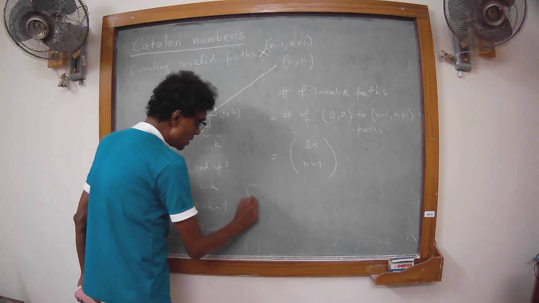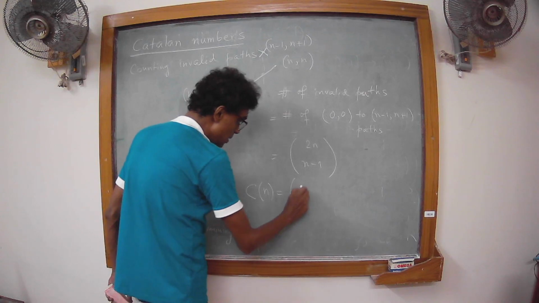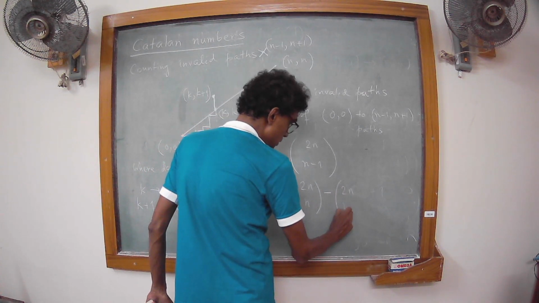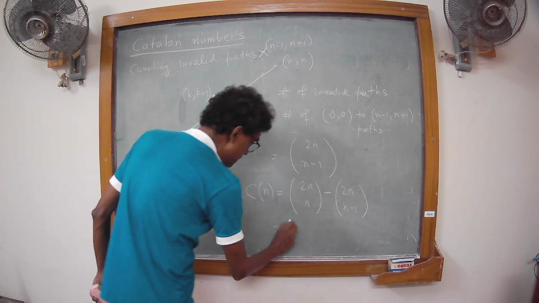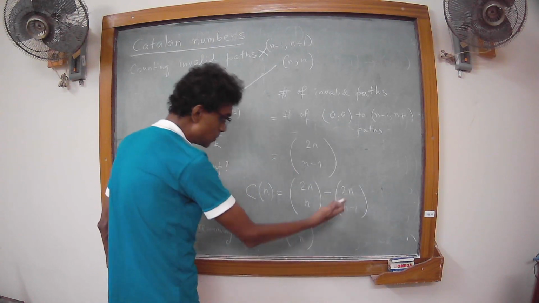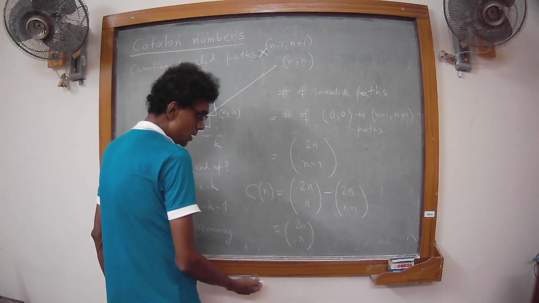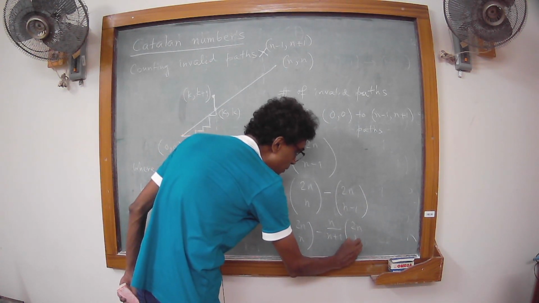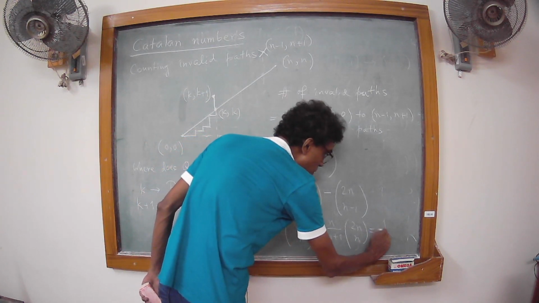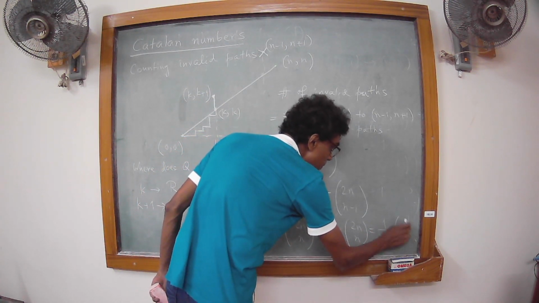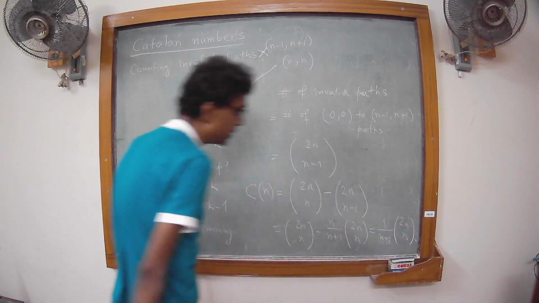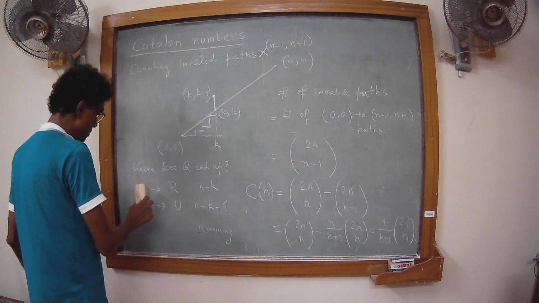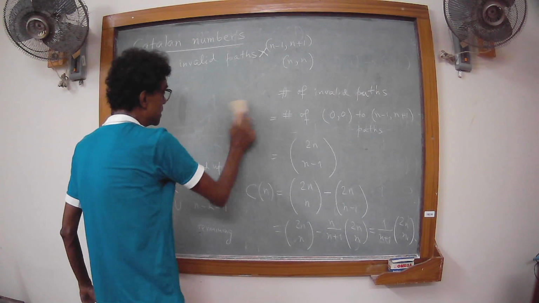Therefore, we have derived that this is the total number of all paths minus the total number of invalid paths, and it is easy to see, with a little bit of manipulation, 2n factorial over n minus 1, n plus 1, minus n plus 1, 2n choose n. This turns out to be 1 by n plus 1, 2n choose n. So, this is the final formula. Okay. So, I once again write down clearly.